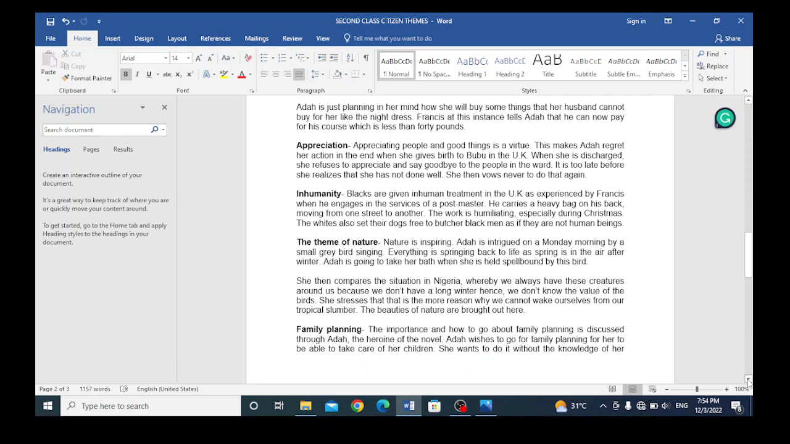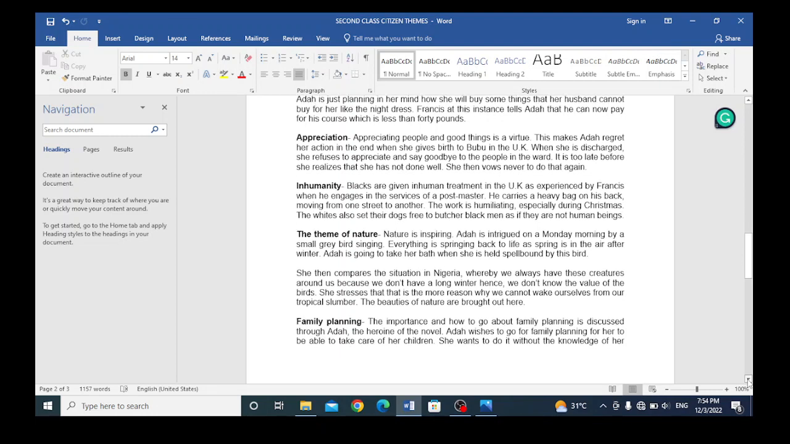We also have the theme of appreciation. Appreciating people and good things is a virtue. This makes Ada regret her action in the end when she gives birth to Bubu in the UK. When she is discharged, she refuses to appreciate and say goodbye to the people in the ward. It is too late before she realizes that she has not done well. She then vows never to do that again.